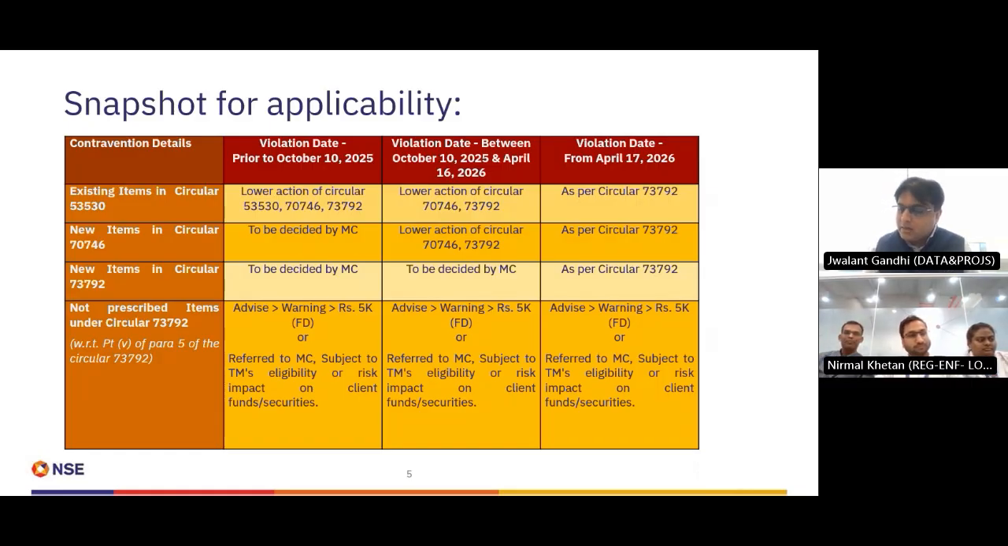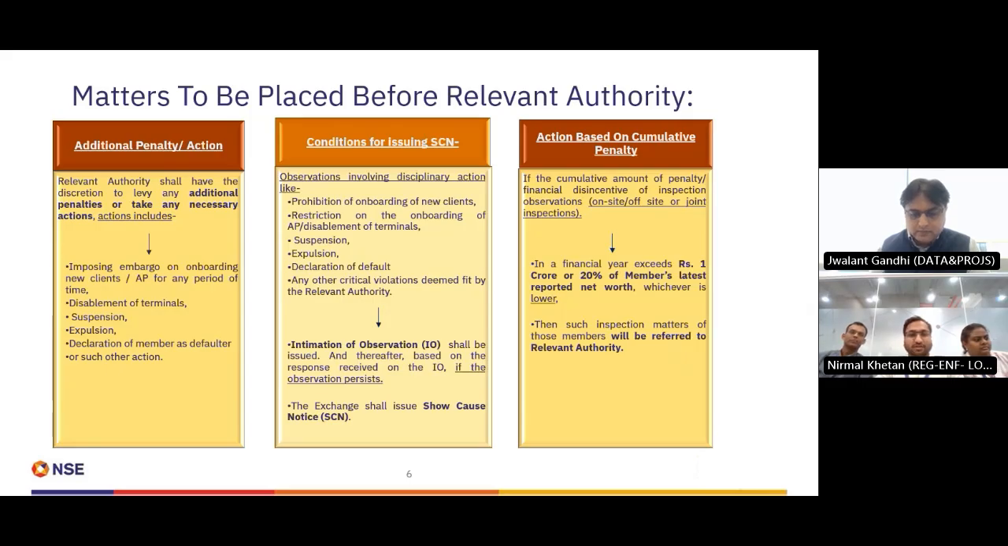Now, Nirmal, in the earlier process, there were specific matters to be placed before the relevant authority, as we were just mentioning also. So, any changes to those in the new circular purview? Majorly, it has remained the same, although a few additions have been made. So I'll go through those also.